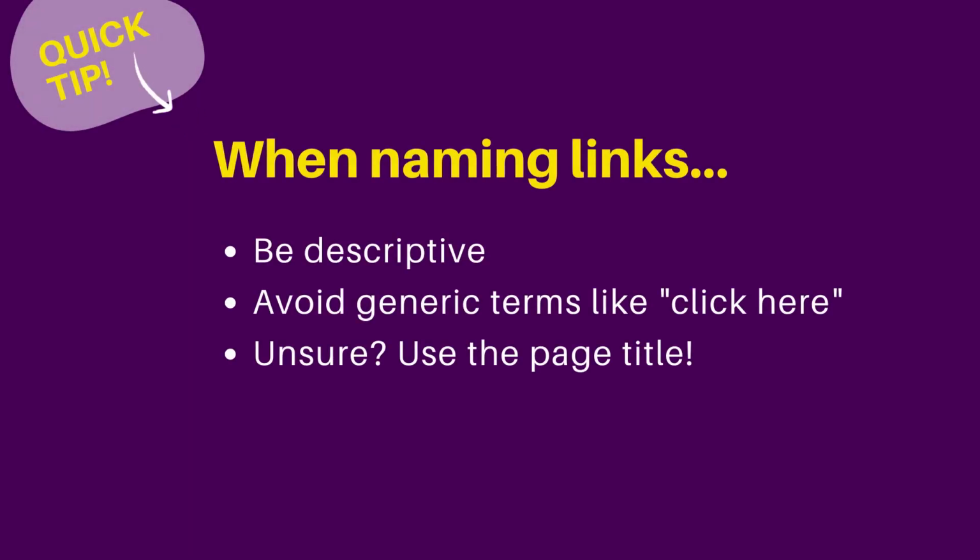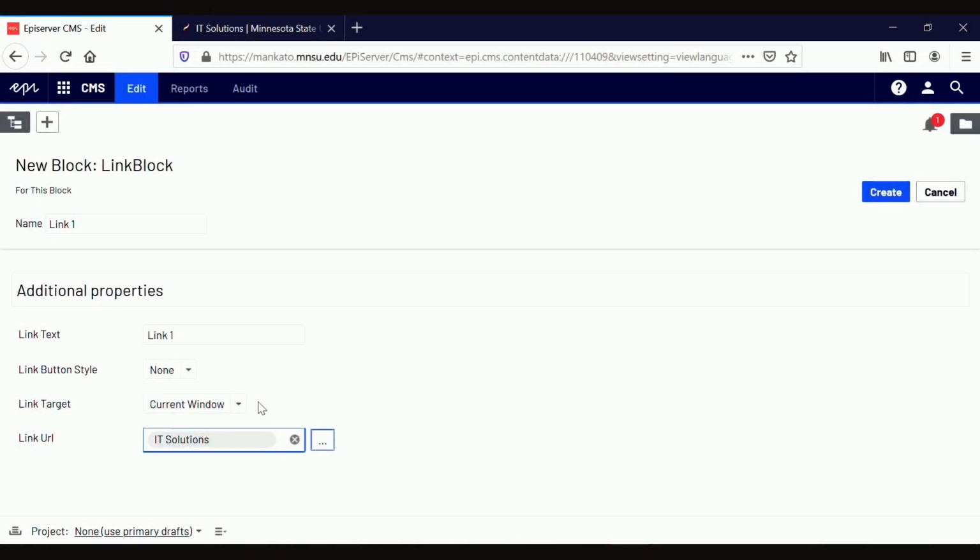Quick tip: best practice for naming links is to use descriptive text instead of generic terms like click here or learn more. If you're unsure what to name a link, use the page title of the page you are linking to. This will help with both ADA compliance and search engine optimization. When you're done, click Create in the top right corner of the screen.